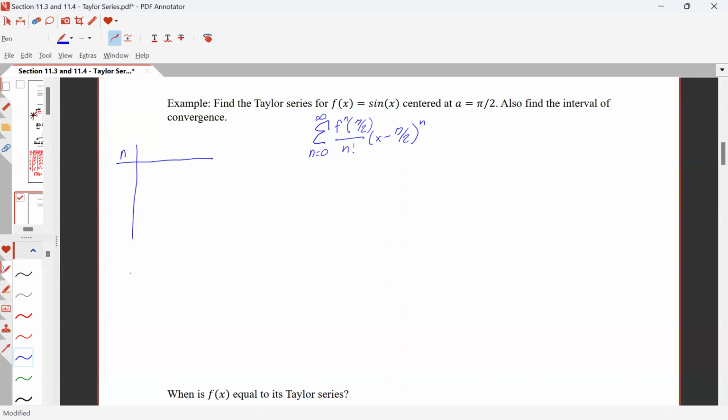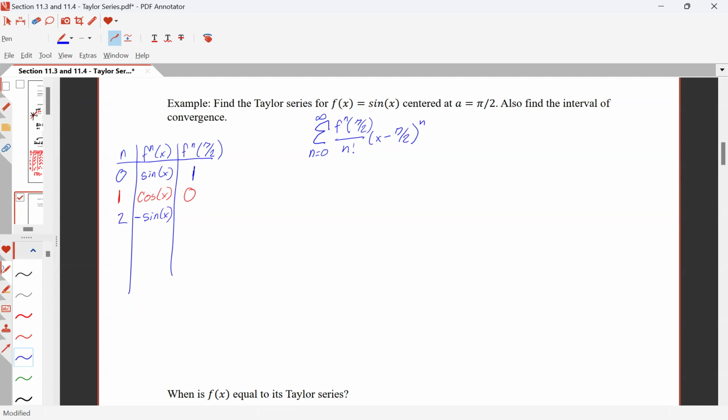So our original function is sine of x. And we want to plug in pi over 2 to that. So sine of pi over 2 is 1. When we take the first derivative of sine, that is cosine. And cosine of pi over 2 is 0. Second derivative of sine is the derivative of cosine, so that's negative sine.